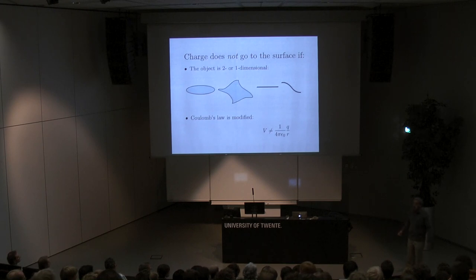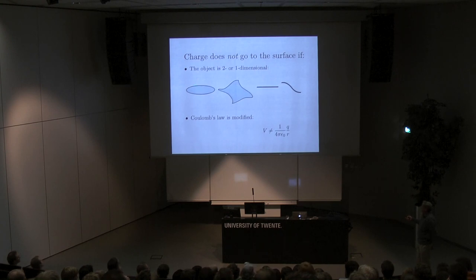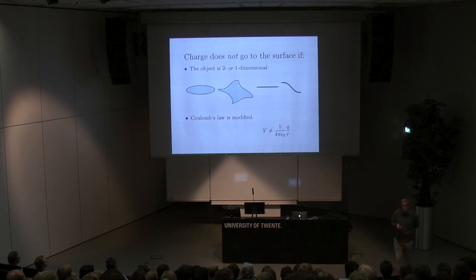So what I'm going to do today is explore those two situations, two-dimensional and one-dimensional conductors, and modified versions of Coulomb's law, variants on Coulomb's law, and find out where the charge density goes in those cases. So that's the agenda.